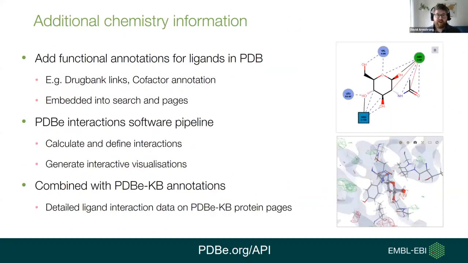Now, in terms of chemistry information, we also have processes which enrich and improve the chemistry information that we provide for PDBe entries. For example, we add additional functional annotations for each ligand in PDBe. Where there are DrugBank links available, or for example, cofactor annotation, we add these as well. We have also embedded this into our search and our pages, so finding and understanding these annotations for ligands is much easier.